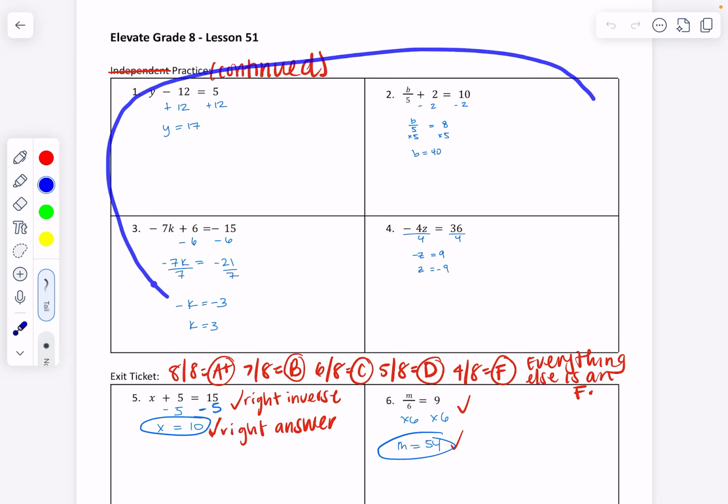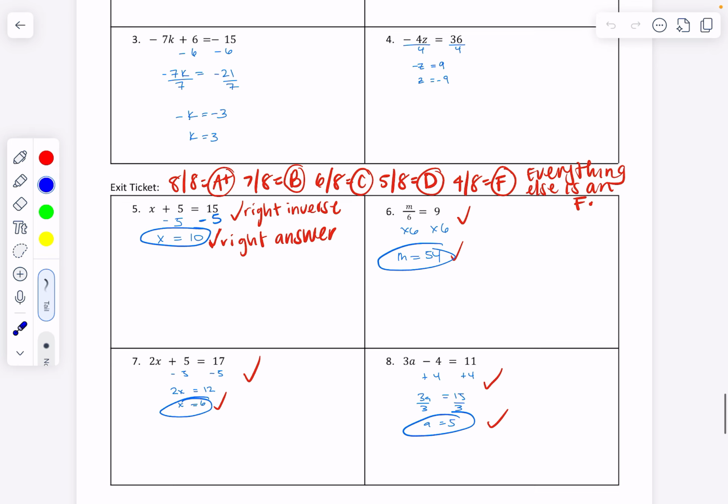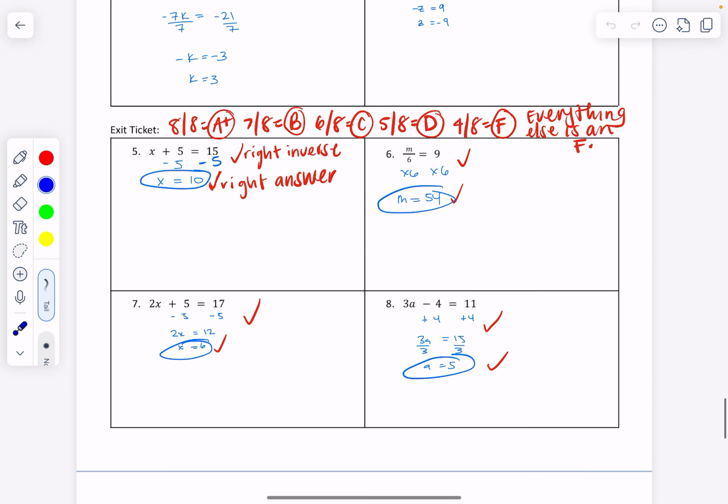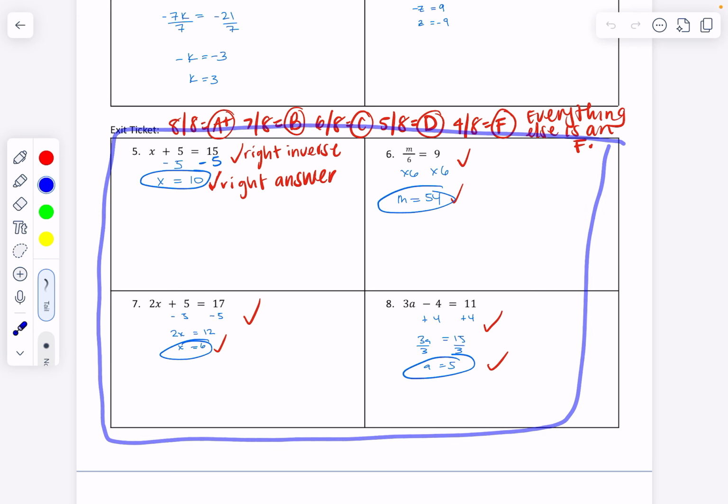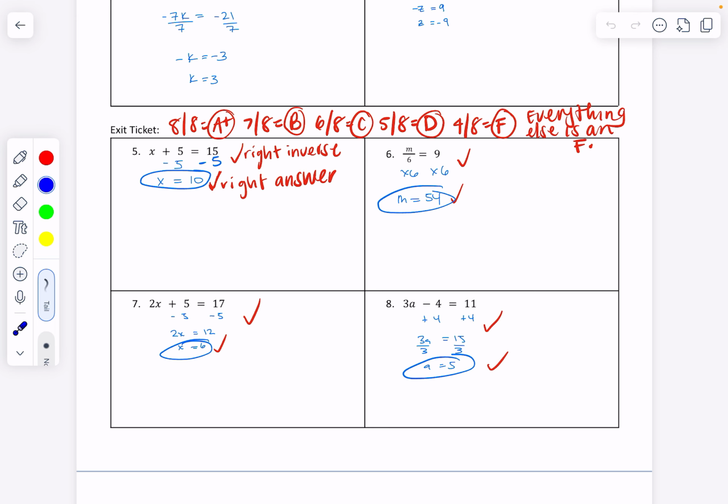And then in this part of the practice, there's a mix of one-step equations and two-step equations before launching students into their exit ticket. Again, a mix of one-step and two-step equations. We'll give them 2 points for each of the questions, 1 point for them using the right inverses and showing their work, and then the second point for getting the right answer.